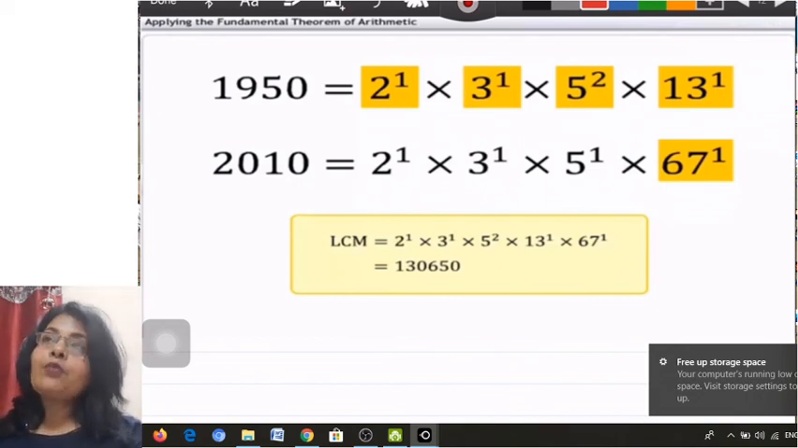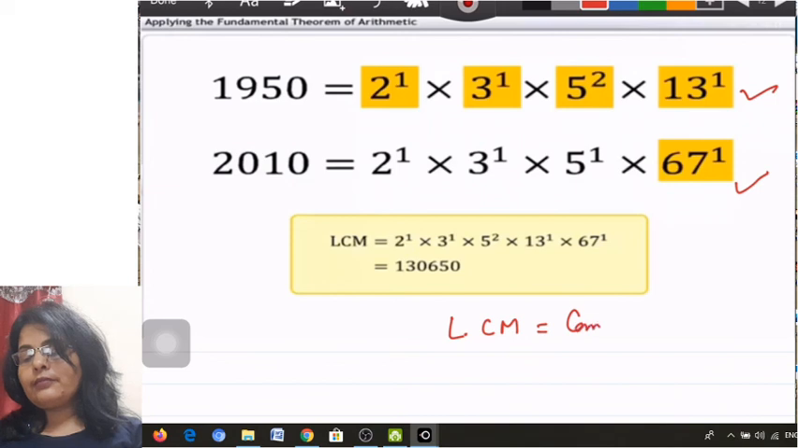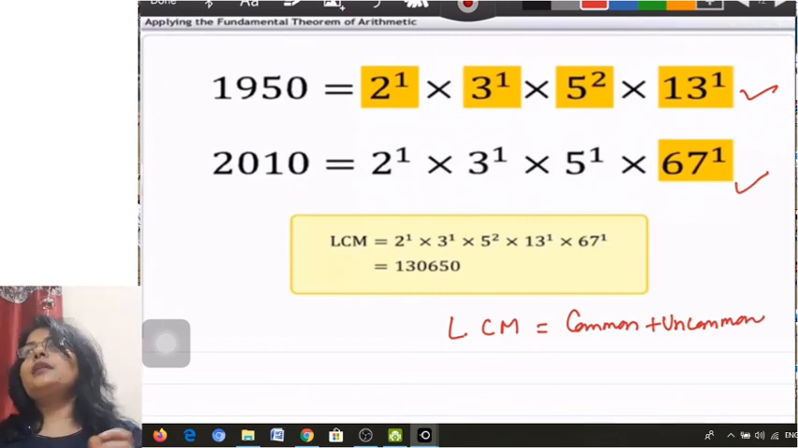And here, as I said, what is LCM? LCM is common plus uncommon. These were all the common things, and now we will proceed to the uncommon things, that is 13 to the power 1 and 67 to the power 1. So we can simply say in one line: common plus uncommon. And this was the LCM.